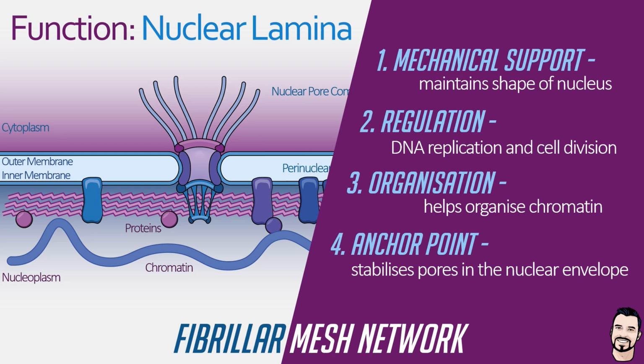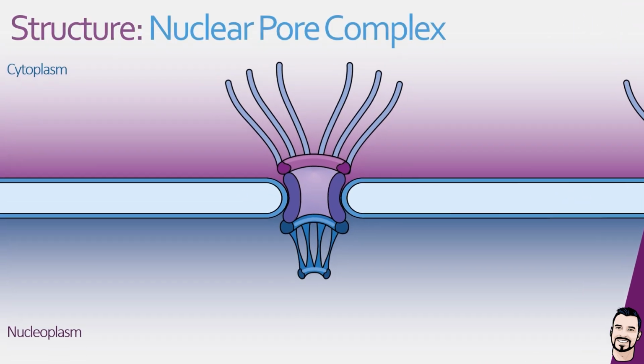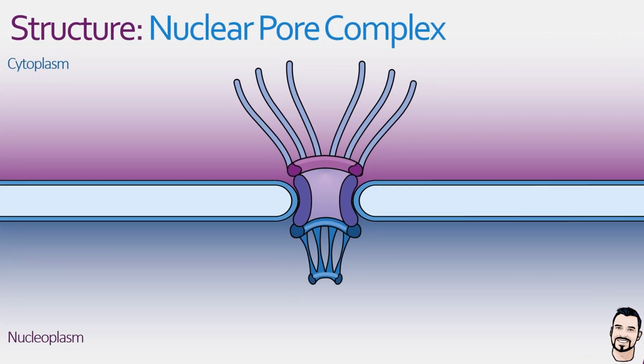So overall, the nuclear lamina isn't just a support net, it's an active and multifunctional structure that helps the nucleus maintain its shape, regulate replication, organize genetic material, and stabilize communication with the rest of the cell. So let's look at these nuclear pore complexes in a bit more detail.